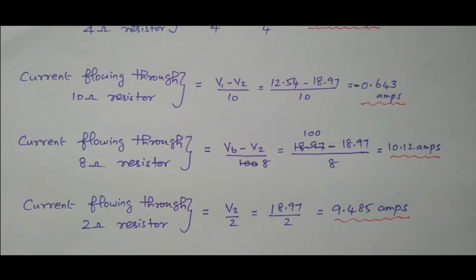So in this problem, we calculated the node voltages V1 and V2 by using the equation method, and the current flowing through all resistors. The explanation of node voltage is available in another video, and the matrix method is also available in a separate video. The link is available in the description box. Viewers can see the link and the nodal analysis explanation.